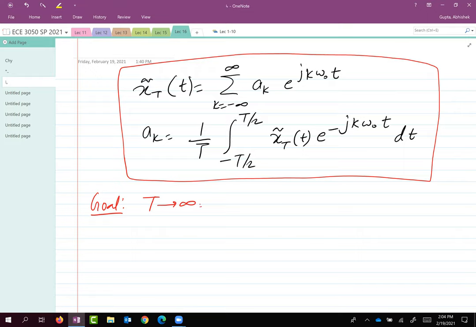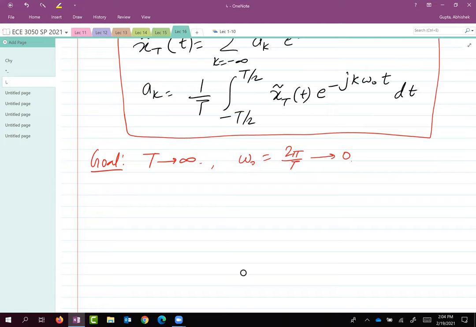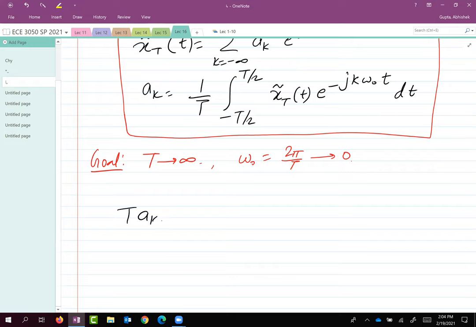My goal is to let capital T go to infinity, which means my omega naught, 2 pi over capital T, will go to zero. Let me make a small change. I can take the T to the other side of the equality. So I get T a_k equals the integral from minus T over 2 to plus T over 2.